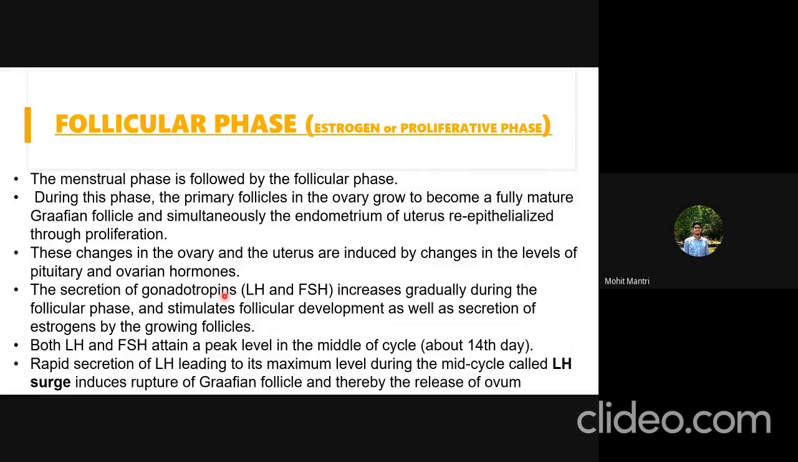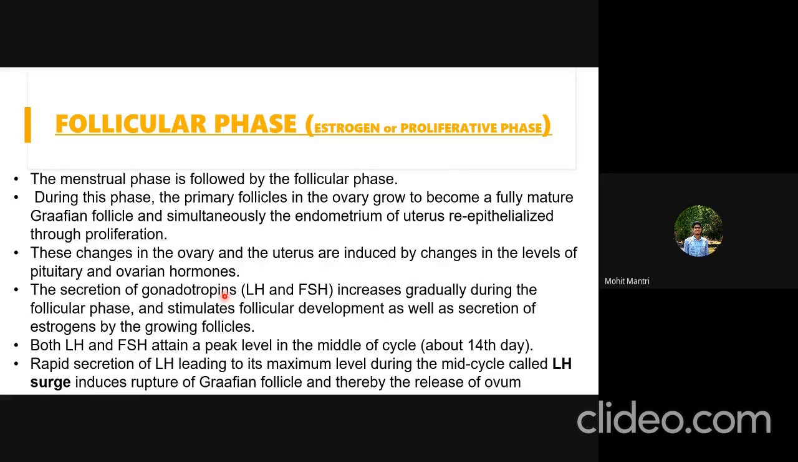So the level of FSH and LH keeps on increasing during this phase, and this stimulates follicular development. And once the follicles begin to develop, they release estrogen, and later on this estrogen acts as an inhibitor for further increase in the level of FSH and LH. So the further secretion of LH and FSH is negatively regulated by estrogen.